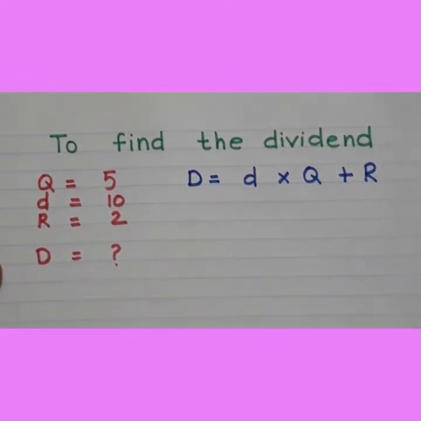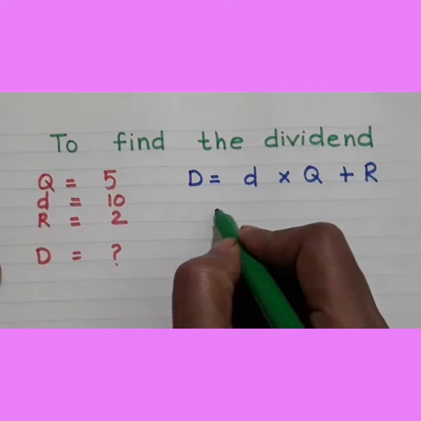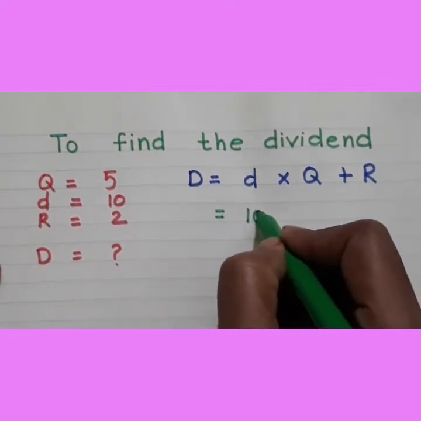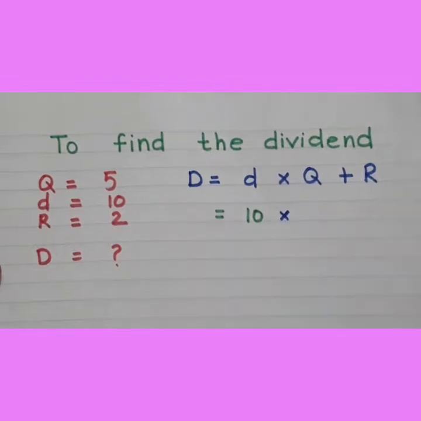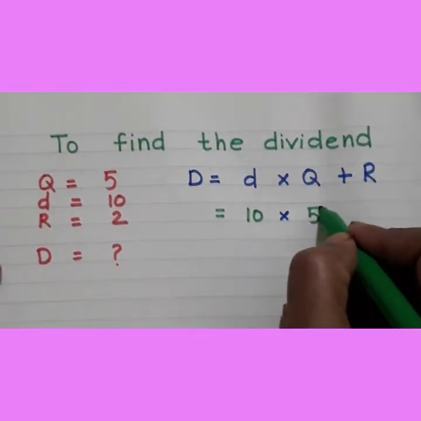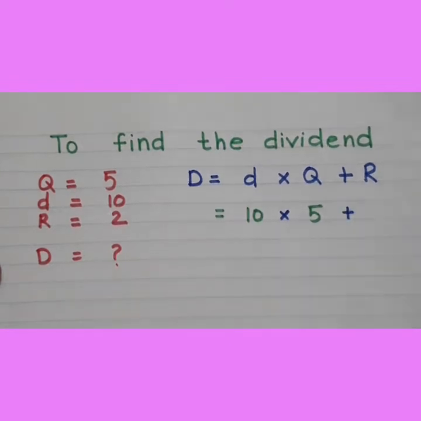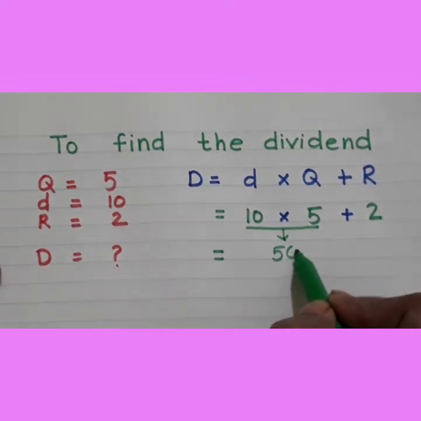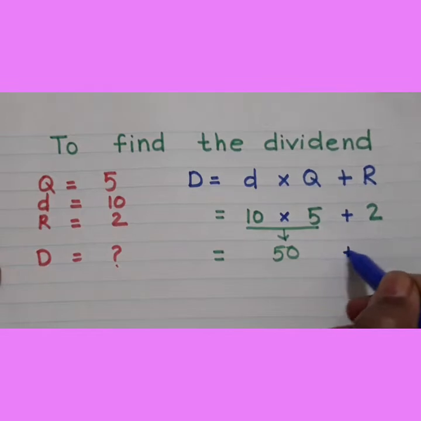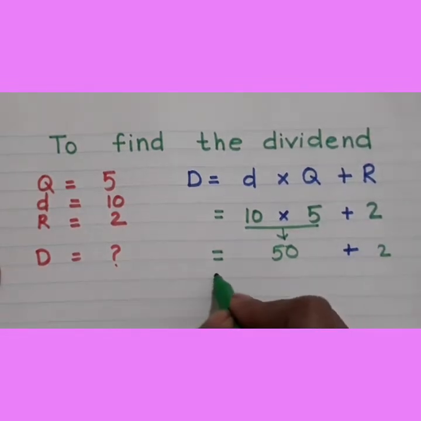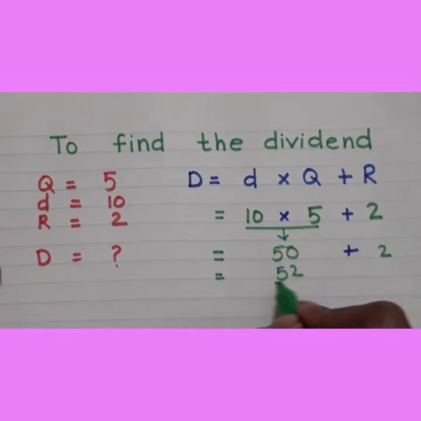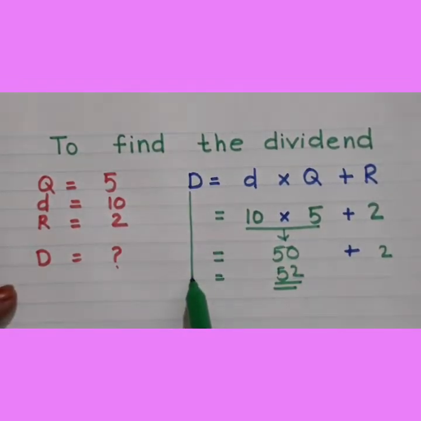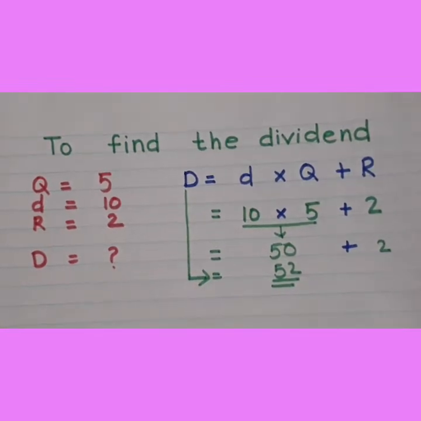So what is the divisor here in this question, children? It is 10. And what is the quotient? It is 5. And what is the remainder? The remainder is 2. Now, we follow the BODMAS as usual. 10 fives are 50. And 50 plus 2, what's the answer? It is 52. So what is our dividend? Our dividend is 52.